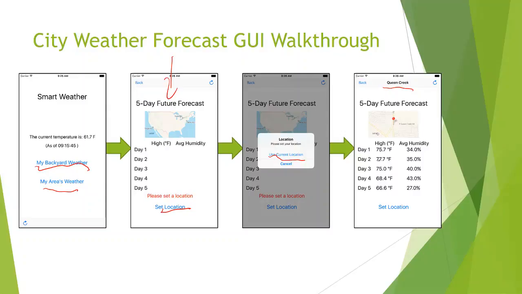And then all this information is given here, highs and humidities, and these are all the days in the future. So tomorrow, the high is going to be 75.7 degrees, and the average humidity is going to be 34 percent. You also get a cool little map showing you generally where that is, so you can see the general area and the general forecast. So that's the general city weather forecast that you can get just through GPS, which is pretty cool.